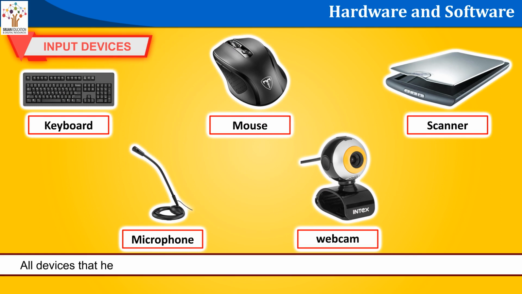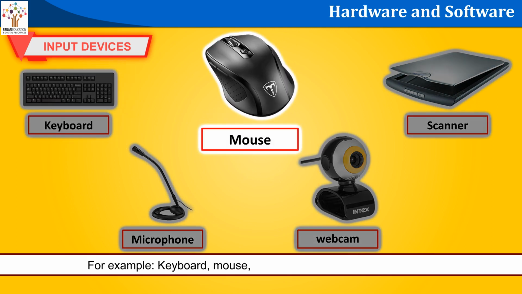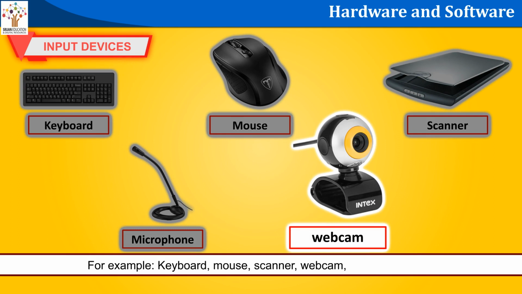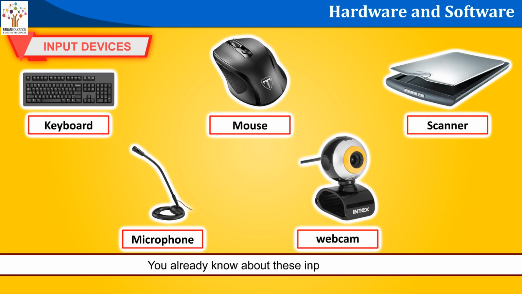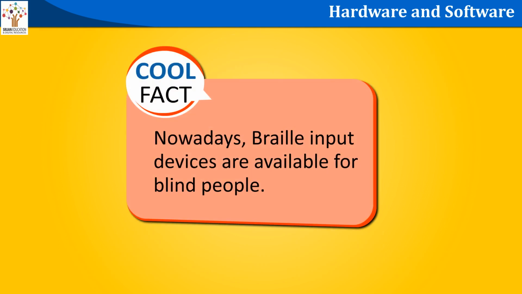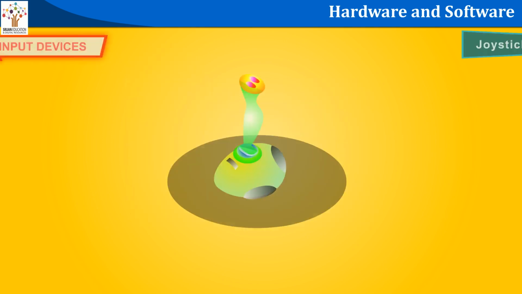All devices that help in giving information or instructions to a computer are called input devices. For example, keyboard, mouse, scanner, webcam, microphone, etc. You already know about these input devices. Let's learn about some new input devices. Cool fact: nowadays, Braille input devices are available for blind people.